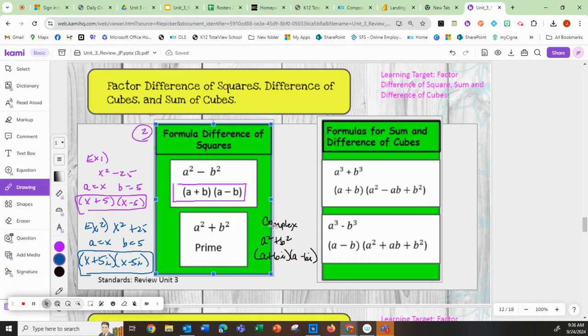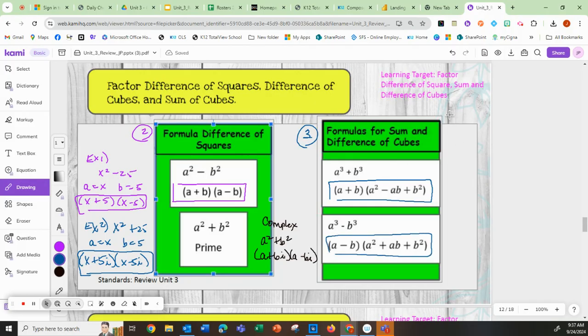If they don't say anything about complex factors, then you would say that x squared plus 25 is prime because you can't factor into real numbers. But if they say you can use complex numbers, then you would use the formula a plus bi times a minus bi. The third way to factor is sum and difference of cubes. These are also formulas. I'll do one example.